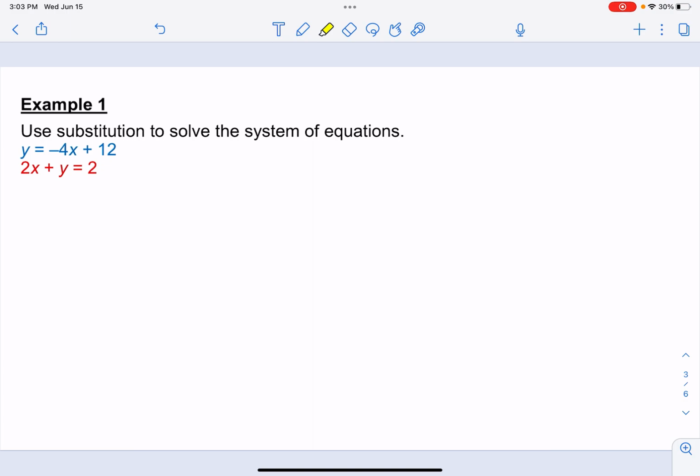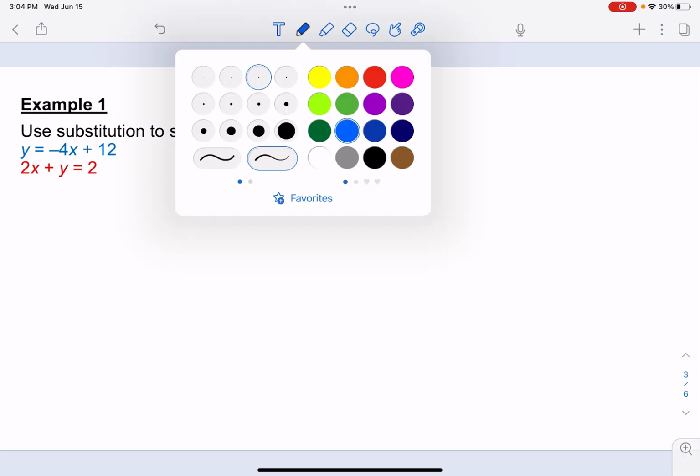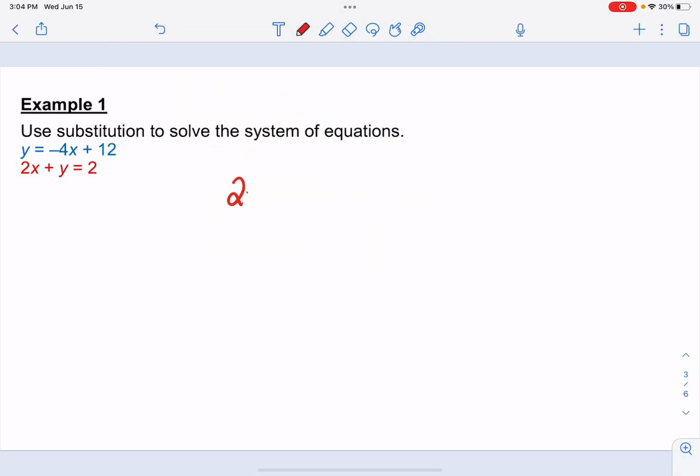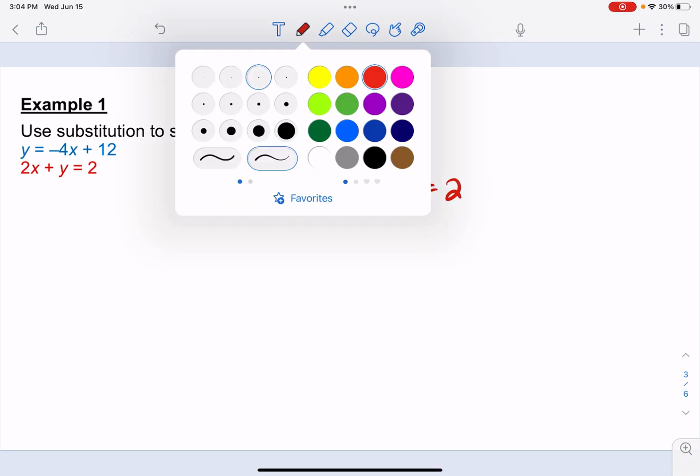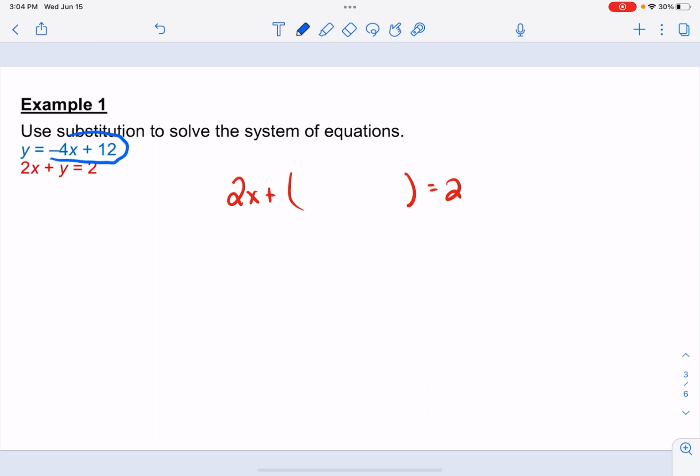Okay, so we have equation 1, y equals negative 4x plus 12. And then we have the other equation, 2x plus y equals 2. Now, substitution screams out at me here. Why does it scream out at me? It screams out at me because the y is already solved for. So, in the red equation, I have 2x plus y equals 2. I'm going to take this equation and put it in there. And then I'm going to solve.